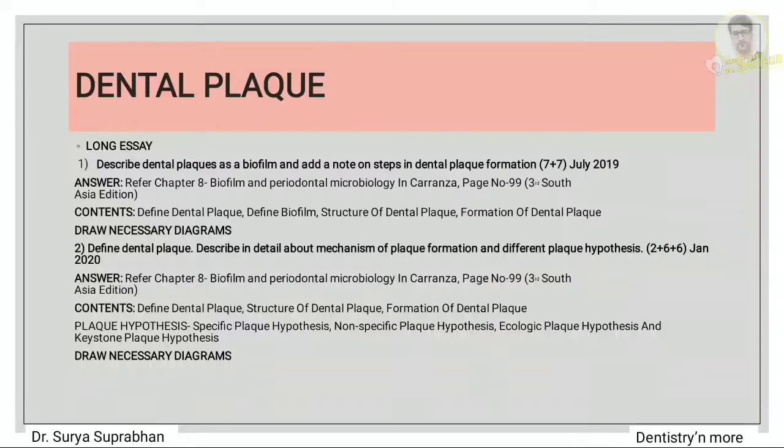Okay, so coming to the plaque hypotheses, you have to mention the 4 main plaque hypotheses, that is the specific and the non-specific plaque hypothesis, the ecological plaque hypothesis, it has a diagram, and also then the recent one, that is the keystone plaque hypothesis. Please don't forget to mention the latest plaque hypothesis, that is the keystone plaque hypothesis, and draw the necessary diagrams.